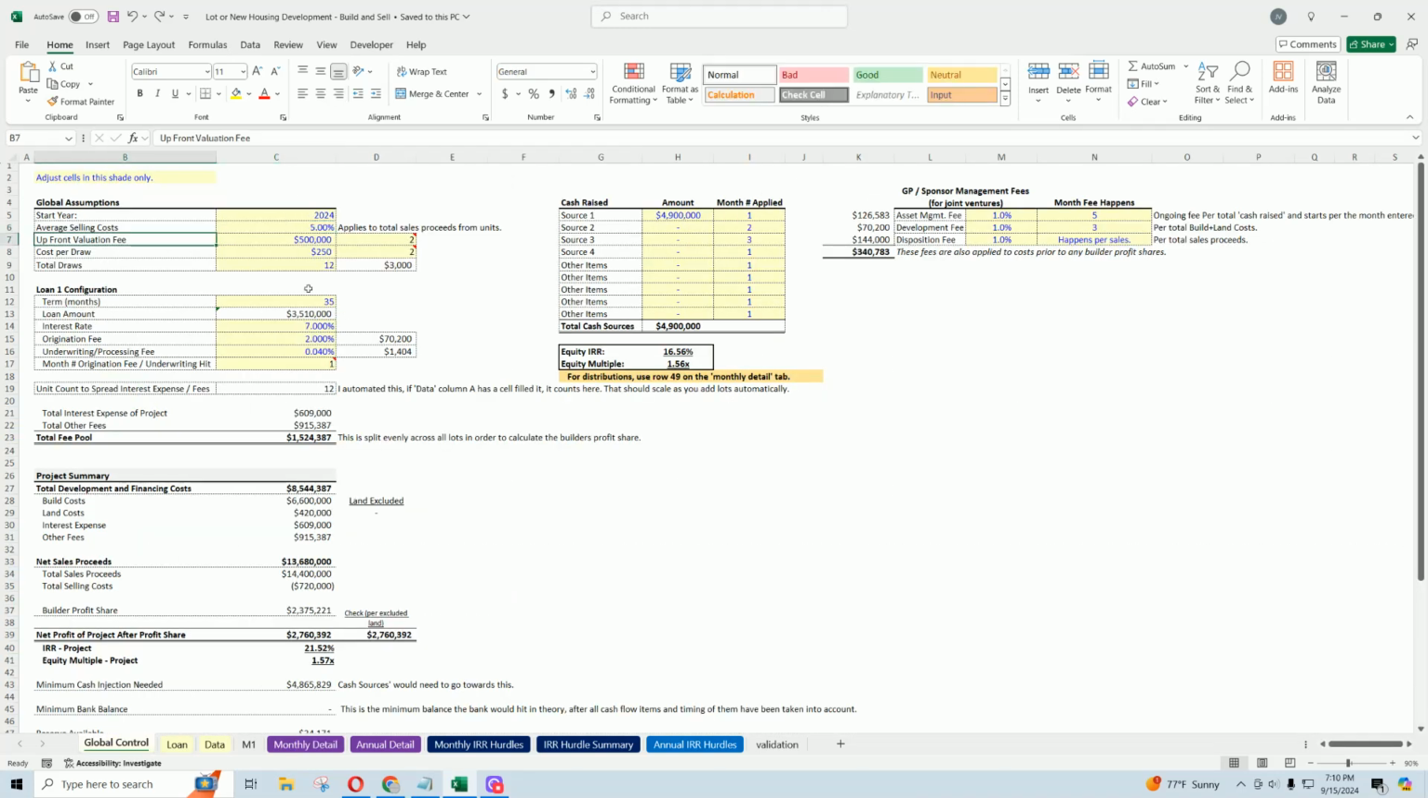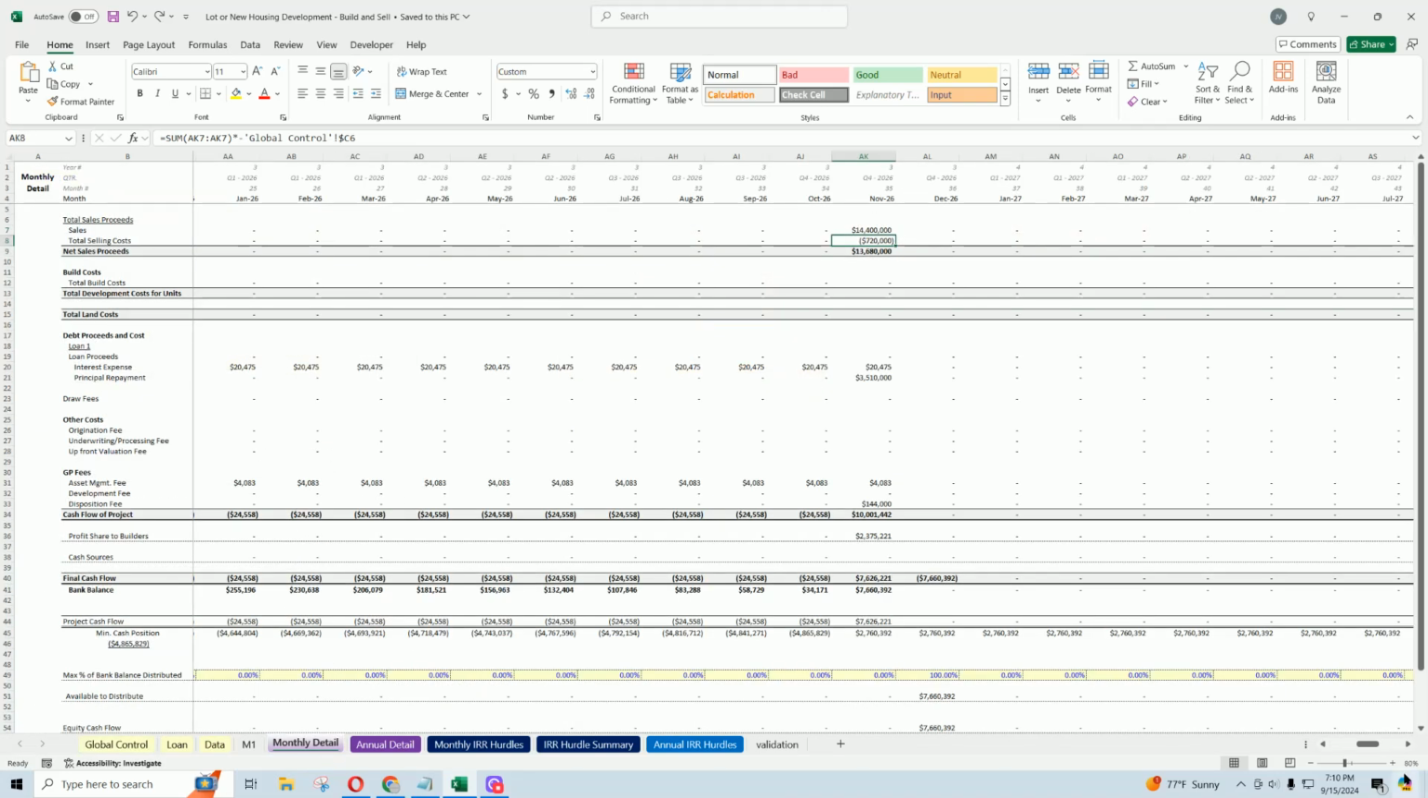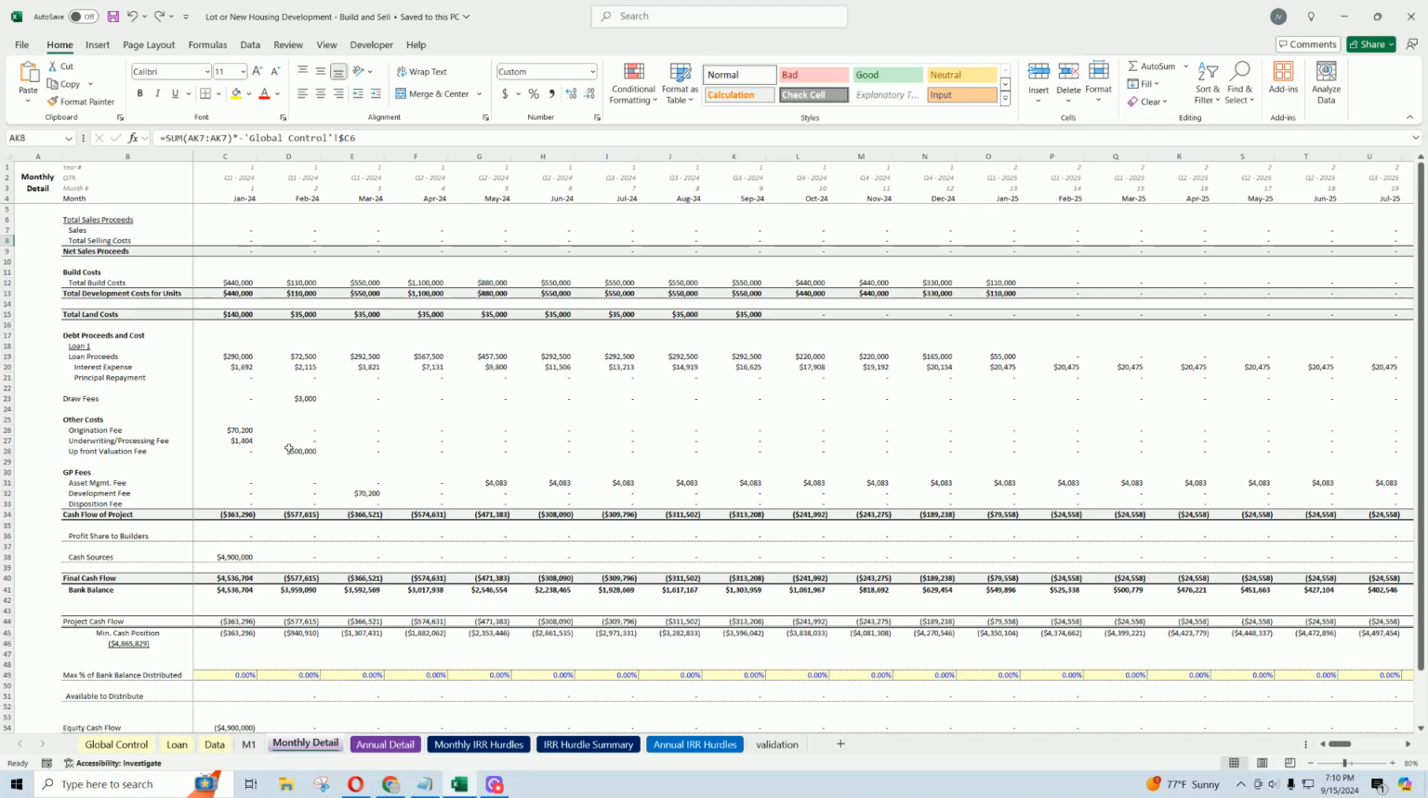You also have some fees. You might have upfront valuation fees, some cost per draw based on a number of draw count, and that's going to all happen in a defined month here. The valuation fee is also going to happen in a defined month, and you can see you define those there. I put month 2. On the monthly detail, you can see those hitting in month 2. Here are the draw fees hitting.